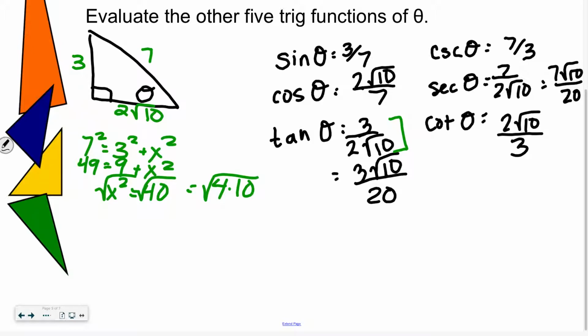If you flip your final answer for tangent, if tangent of theta is equal to 3 square root 10 over 20, then your cotangent of theta is equal to 20 over 3 square root 10, and you multiply by the square root of 10, and you get 20 square root 10 over 30, which simplifies to 2 square root 10 over 3. That's a heck of a lot more work, right? So it's smarter, not harder. Anybody got any questions for me?